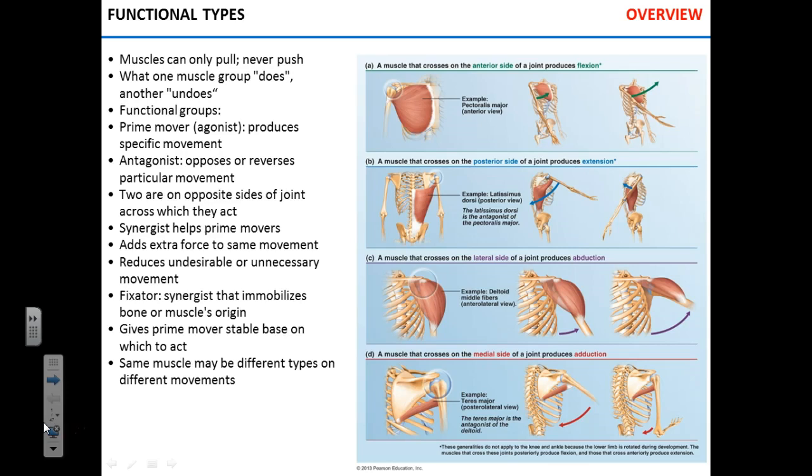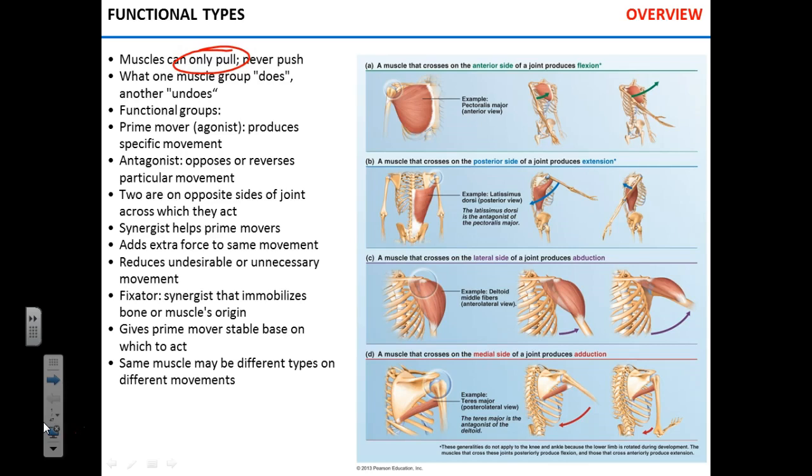Anyway, so few fundamental things about muscle anatomy. Muscles always pull. Always. Okay? Any motion that muscle produces is the result of pulling. Pulling by biceps and brachialis produce the flexion of the elbow.